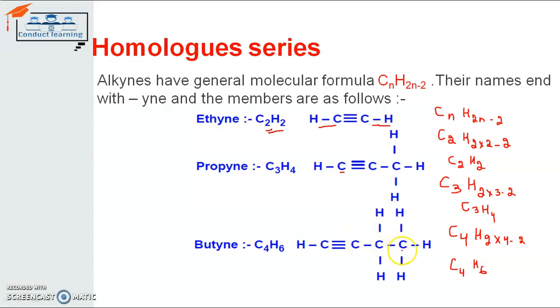Here we have the 4 carbon atoms, 1, 2, 3 and 4. And out of these 4 carbon atoms, this carbon atom is making a triple covalent bond with this carbon atom and one bond with the hydrogen atom. In that way, it shares all 4 electrons, 3 with the carbon atom and 1 with the hydrogen atom. This carbon atom particularly shares 3 electrons with this carbon atom and 1 electron with this carbon atom. In that way, it shares 4 electrons.